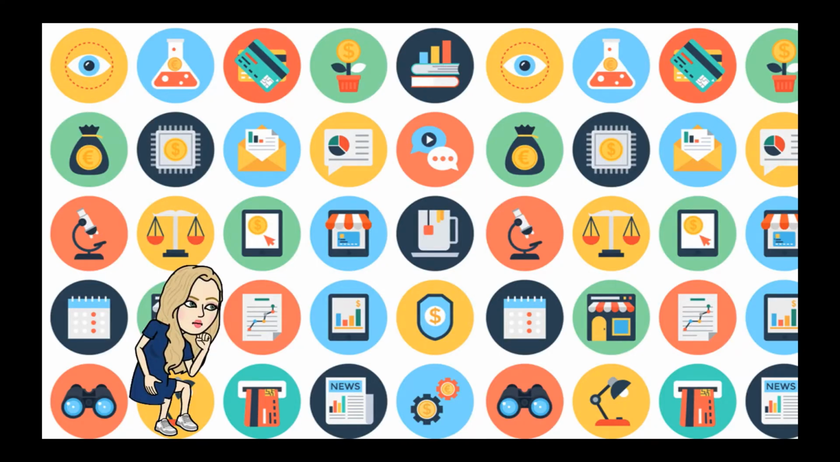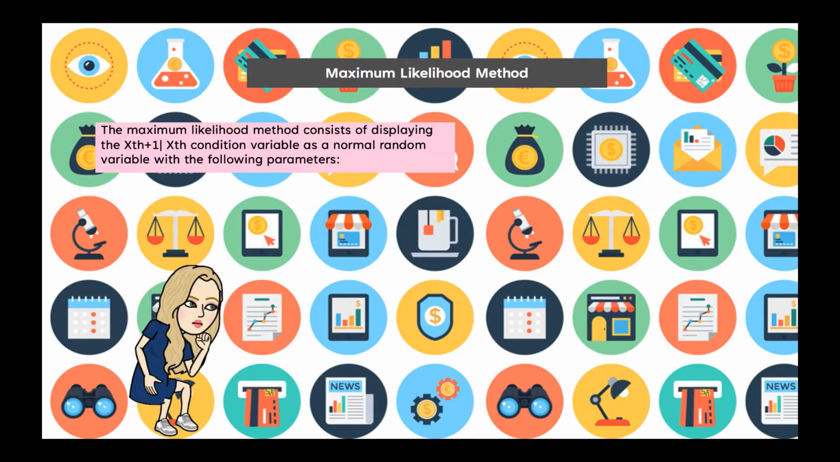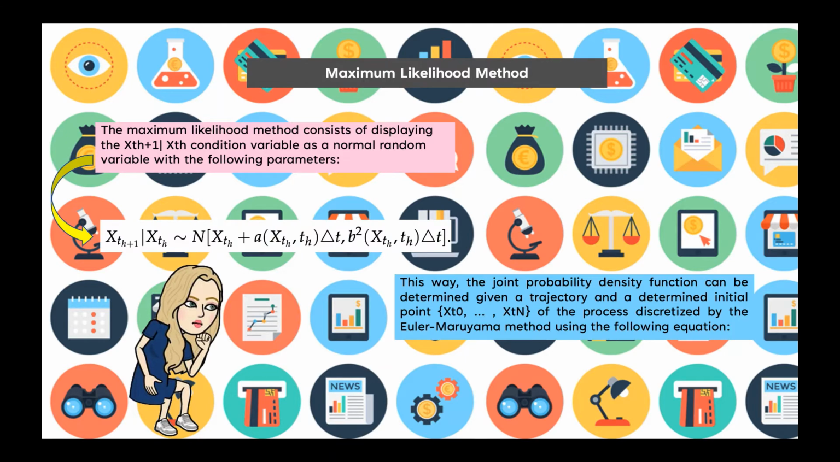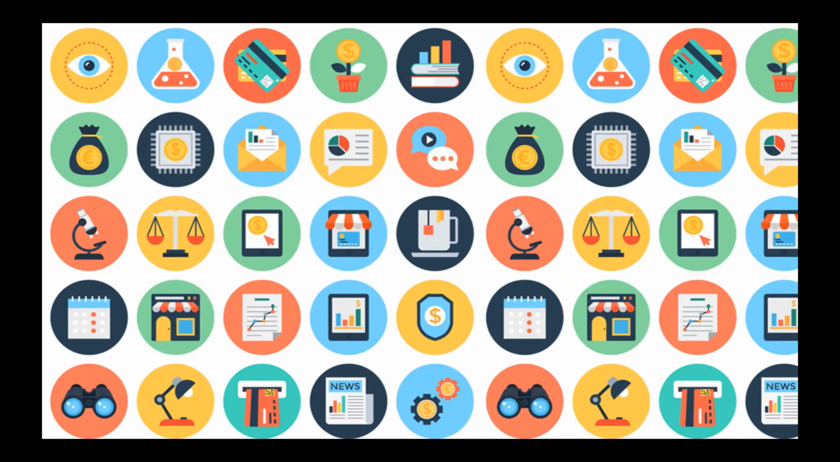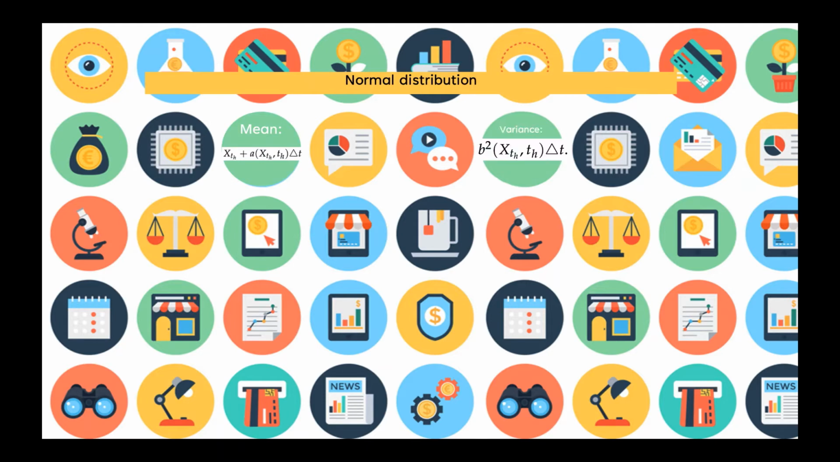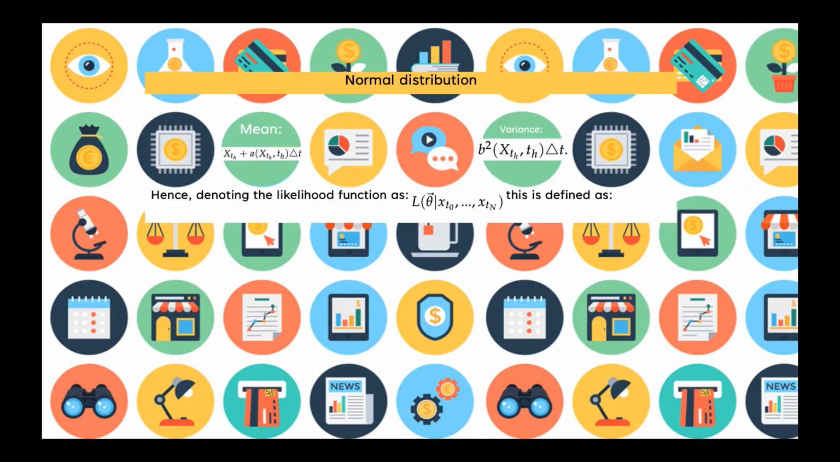Compared to the least squares method, the maximum likelihood method consists of displaying the conditional variable as a normal random variable with the following parameters. This way, the joint probability density function can be determined given a trajectory and a determined initial point of the process discretized by the Euler-Maruyama method using the following equation, where the conditional density function consists of the density function of a normal distribution with this mean and this variance, hence denoting the likelihood function as the one that we can see on the screen.